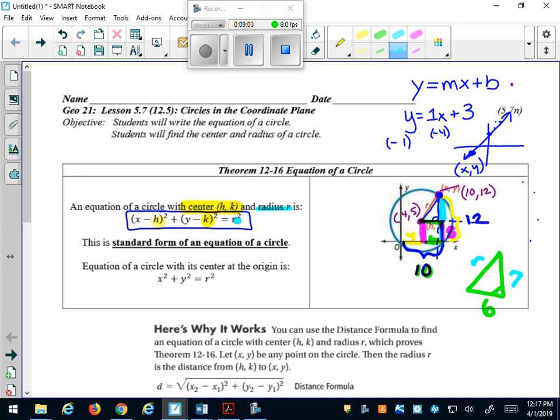10 minus 4. Oh, you mean h minus k? I mean x minus h is what I meant. And how did we get this 7? 12 minus 5, which is y minus k. So this formula is literally the Pythagorean theorem. A squared plus b squared equals c squared. X minus h gets you one length. Y minus k gets you the other.